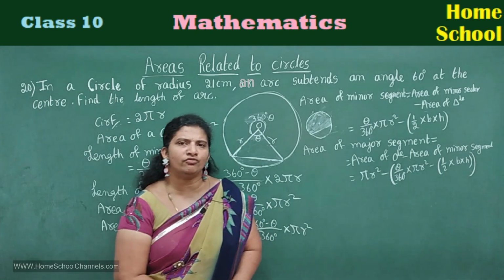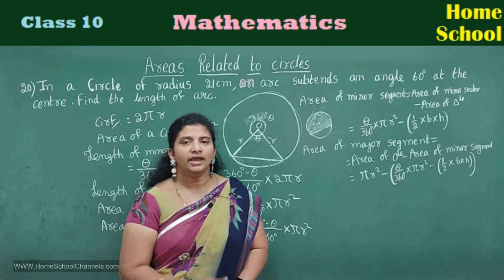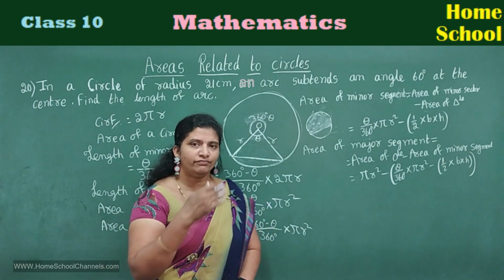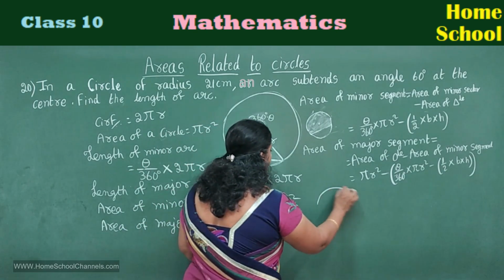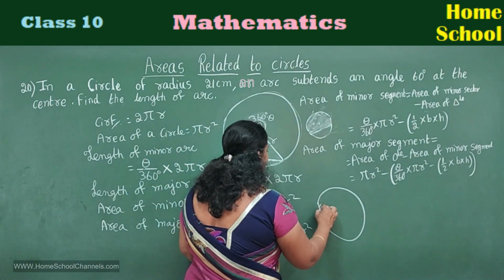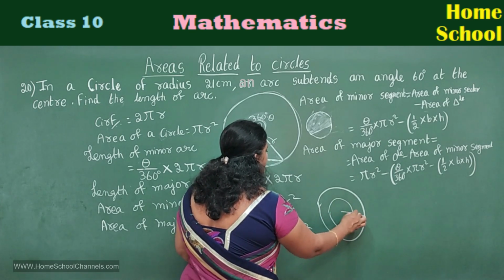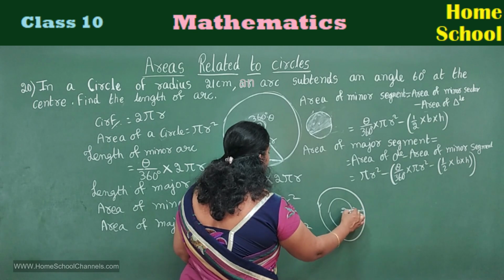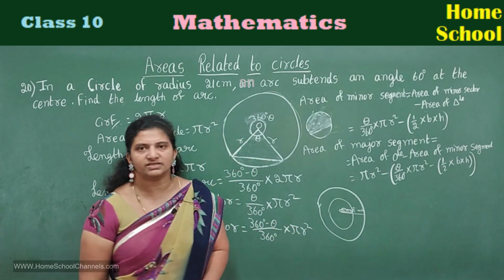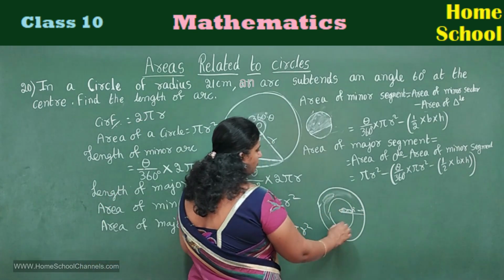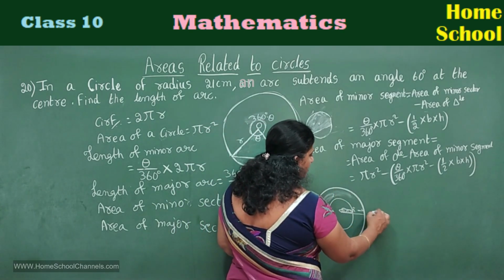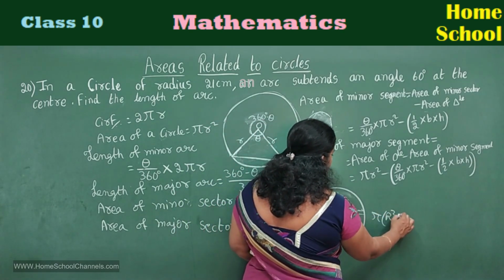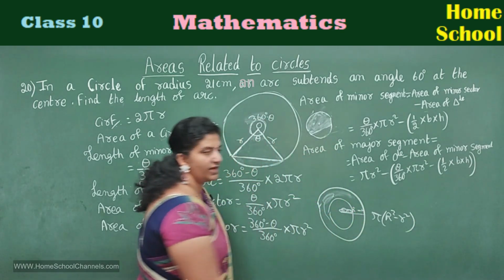And still some more formulas you need to remember here. Area of a ring. If you want the ring formula, I already discussed it in that formulas video. If this is small r and this is capital R, from here to here it is capital R, then what is the area of this ring? This area I want. Then what is the formula? Pi into capital R square minus small r square.